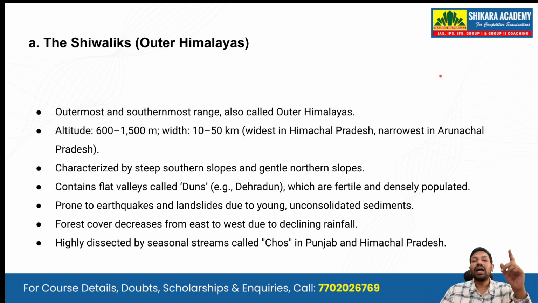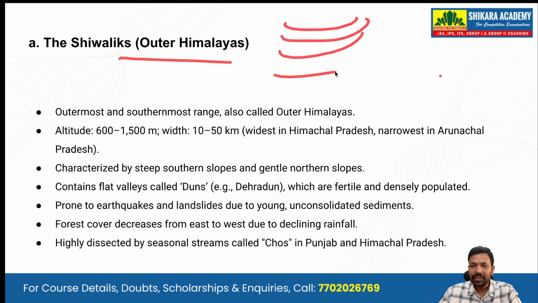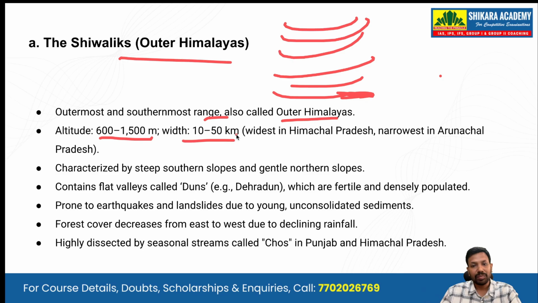And now we talk about the latest, the youngest, the Shivaliks, the outermost Himalayas. If we have the series of Himalayas, this is the outermost, the Shivalik mountains. The outermost and southernmost range is called the Outer Himalayas. The altitude is 600 to 1500 meters, and the width is 10 to 50 kilometers. They are widest in Himachal, narrowest in Arunachal Pradesh. These are the type of questions you get. So the Outer Himalayas, the Shivalik mountains, are wider in which state, narrower in which state. These are the points we have to remember.